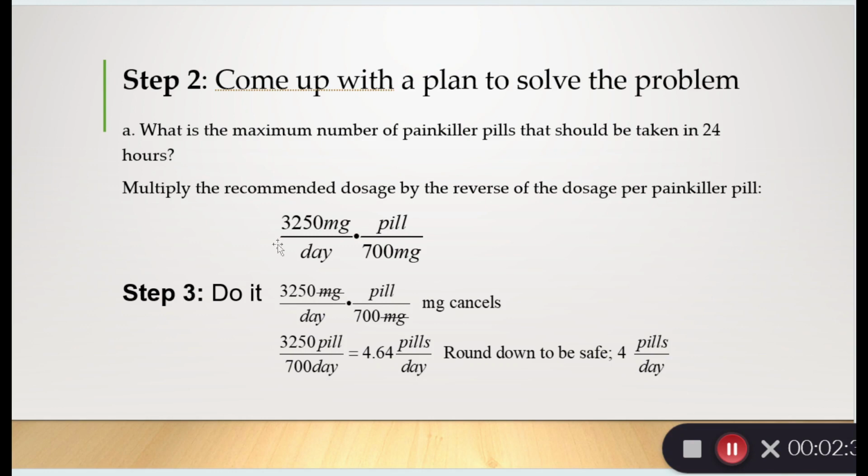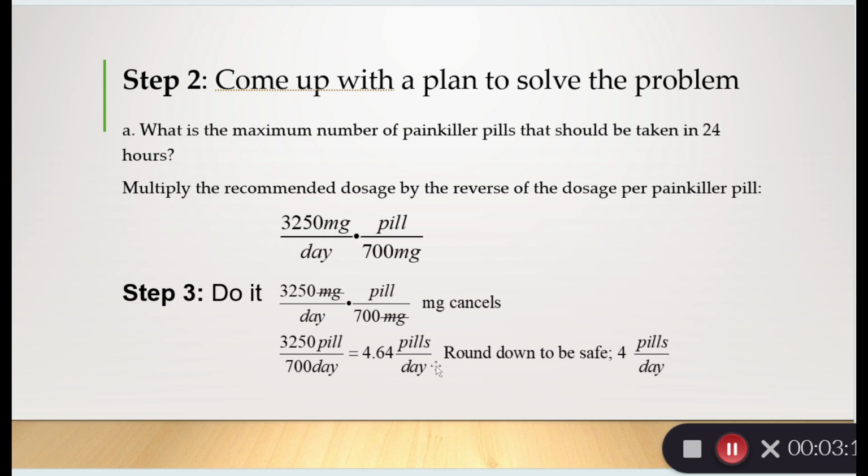And this is something called dimensional analysis, where you cancel the units. This makes the problem pretty straightforward, because we're going to cancel the milligrams here. Notice that there's a milligram on the top and a milligram on the bottom. So they cancel, and the units that we're left with are pills per day. So we end up with 3,250 over 700.